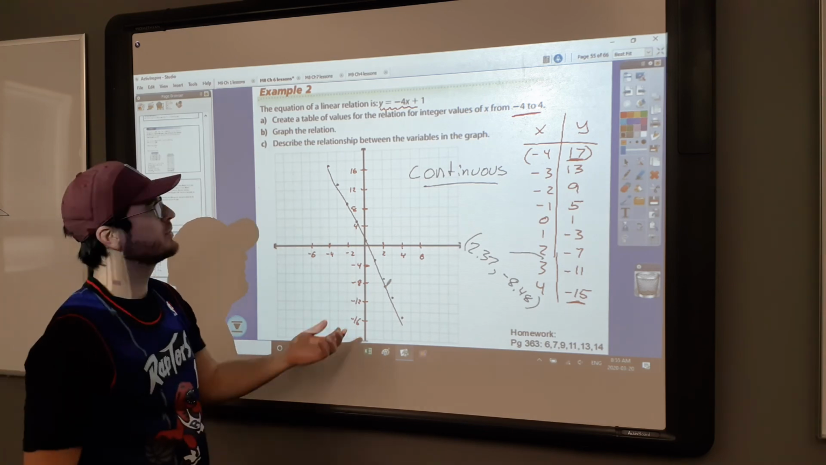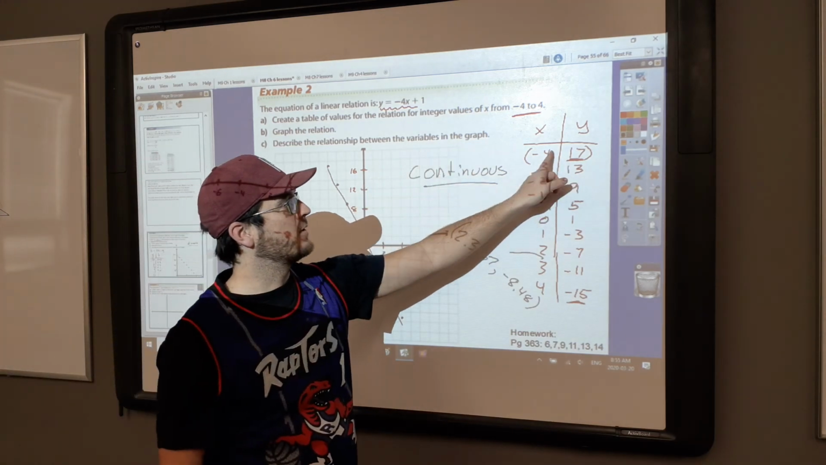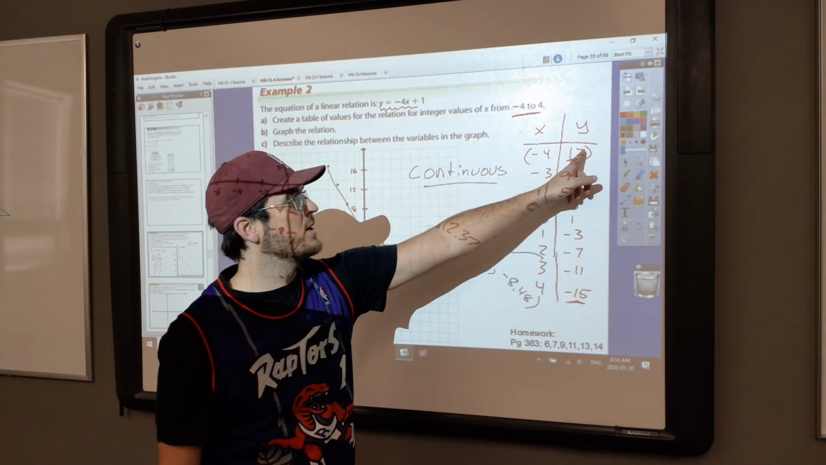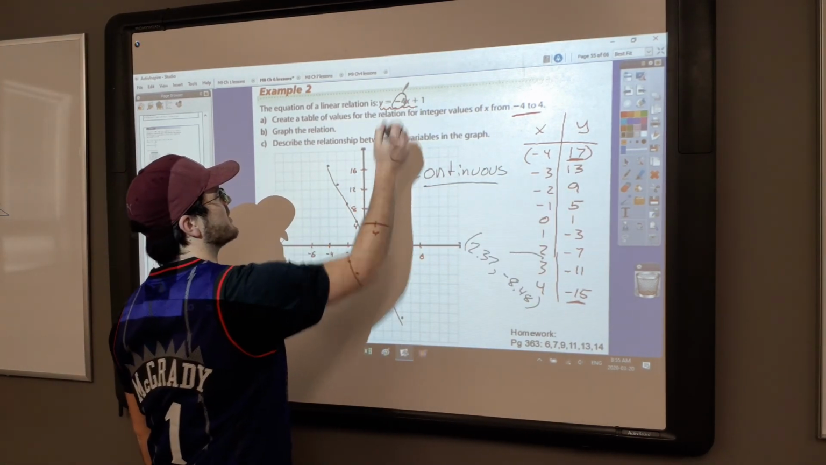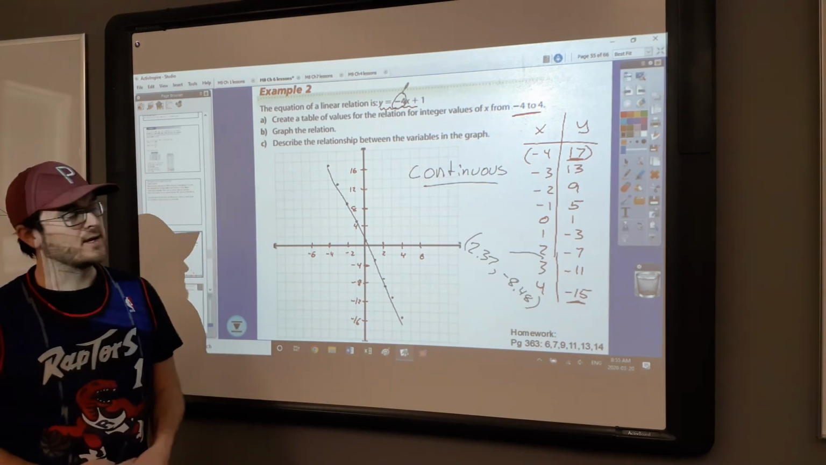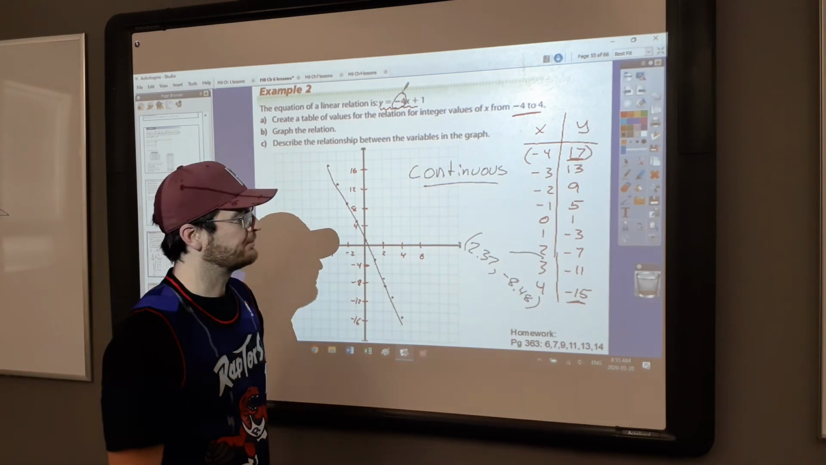So the relationship between the variables in the graph, well, for every x value as it goes up, the y values are going down 4. That's actually not a coincidence, because that's a -4. That's why I'm jumping down by 4 every time.